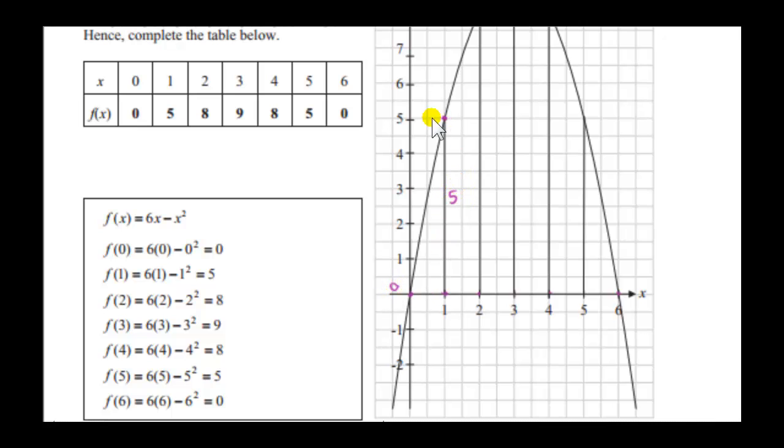So this line has a length of 5. F of 2 is 8. F of 3 is 9. F of 4 is 8. F of 5 is 5. And F of 6 is 0.